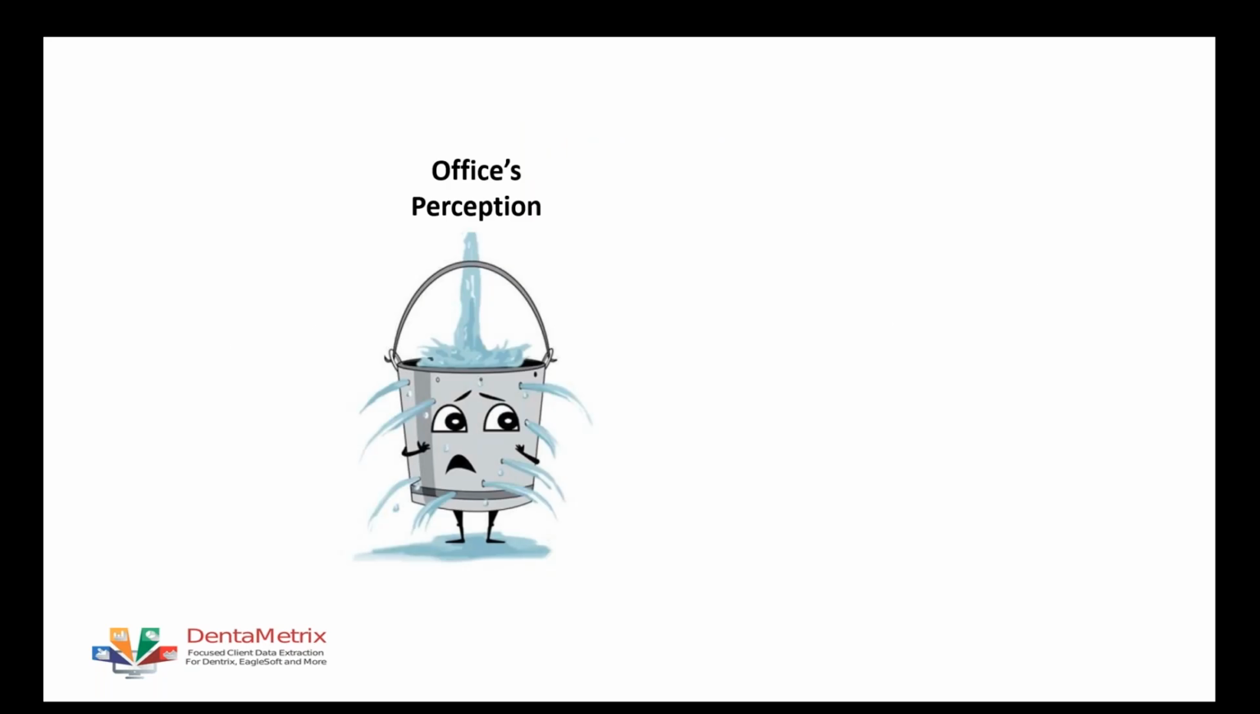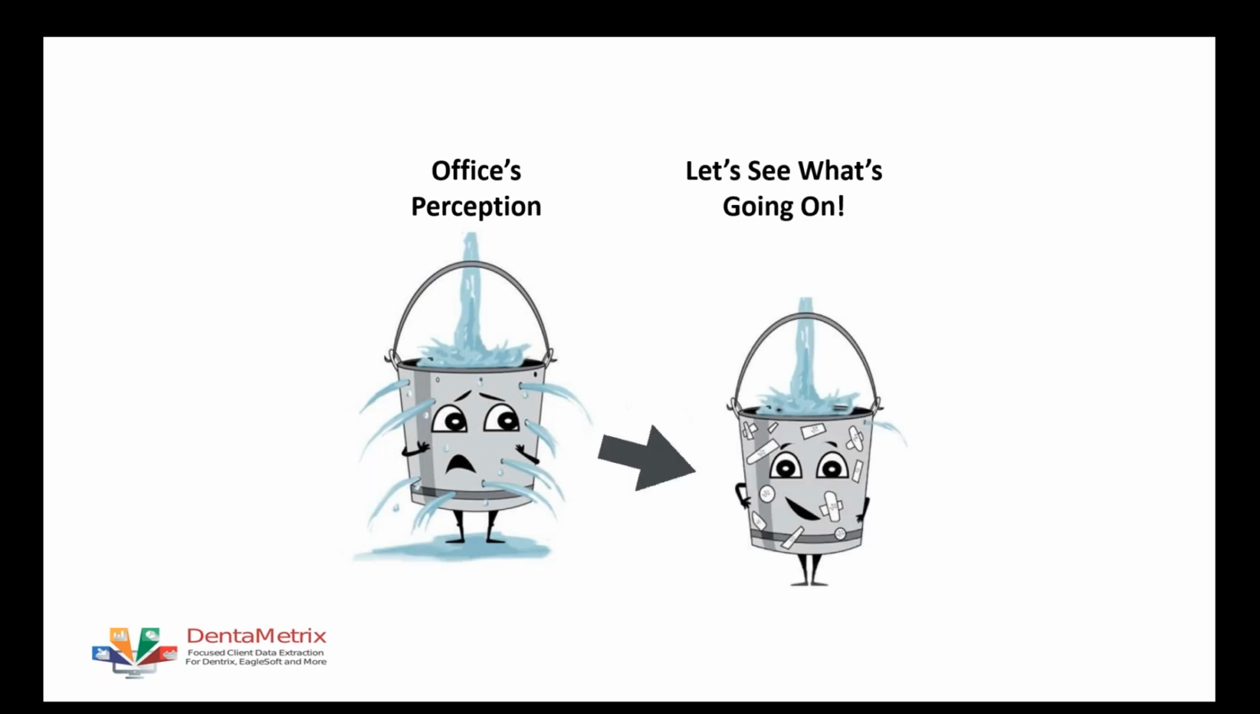Here's what the office's perception is. We're just leaking money everywhere. We've got to be leaking money because we don't have any money. We got plenty came in the front desk, but where in the world did it go? Well, we want to help you patch those leaks up. So let's see what's going on and prove to you that it may not be as bad as you think, or it may be as bad as you think, but let's help identify specifically what's happening.